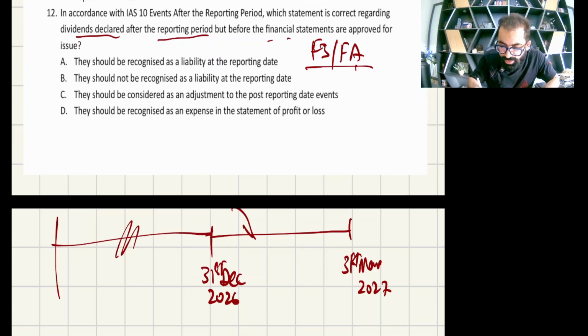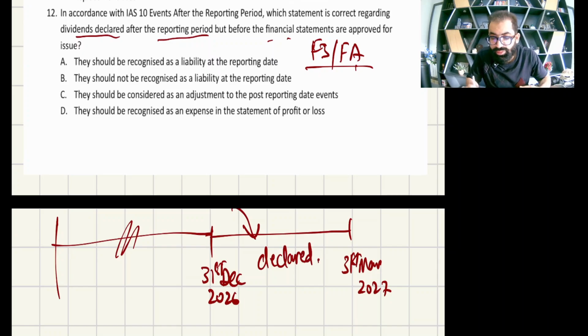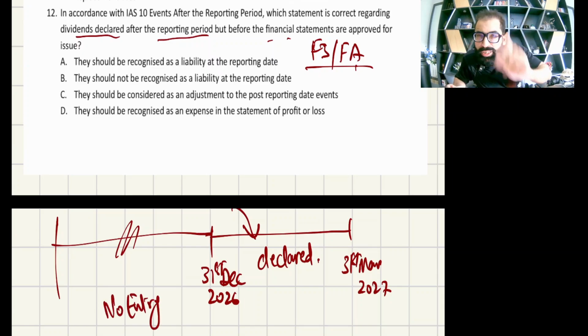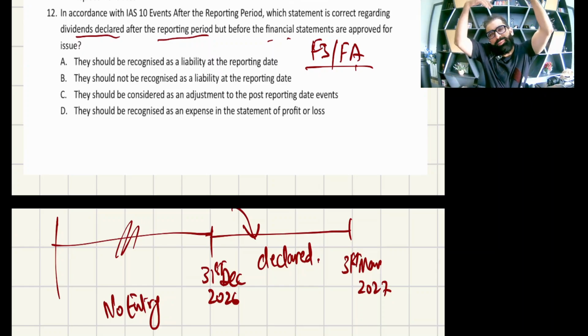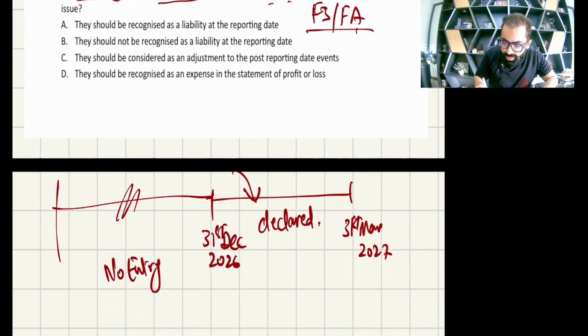Now your dividends are declared after the year end. They are openly saying dividends are declared after the year end. So if it is declared after the year end, no entry you will make in the last year. No entry of retained earnings debit and dividend payable credit you will make in the last year. This entry belongs to next year. So in this year, no entry means no liability. No double entry means no liability at the year end. Okay. This is a non-adjusting event for last year.